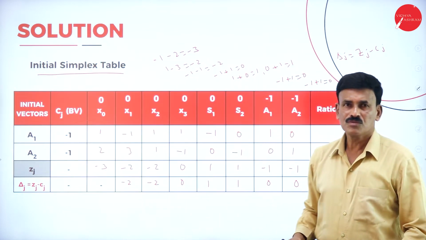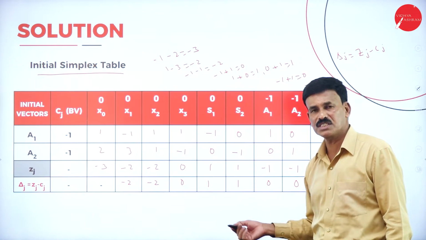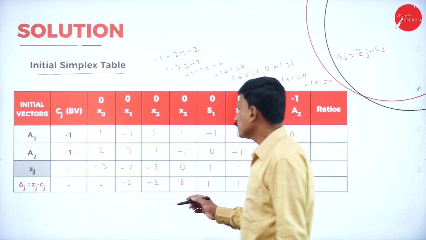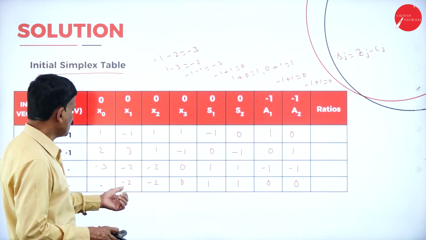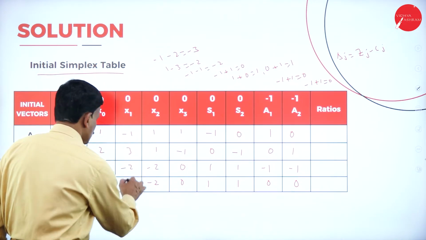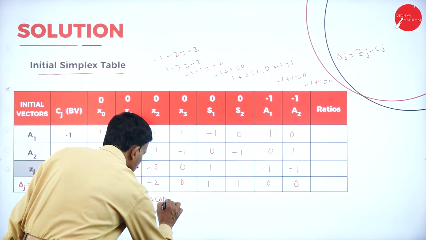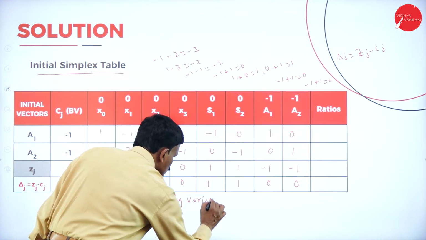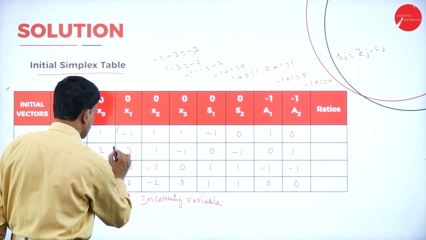So hope you followed this. This is the same as usual, like the construction of the initial simplex table. The procedure is the same for this also. Now let us consider here in delta j we have two least negative values. So -2 and -2 are the two least negative values. Let us consider the first least negative as the incoming variable. So this is the incoming variable. x1 is the incoming variable.